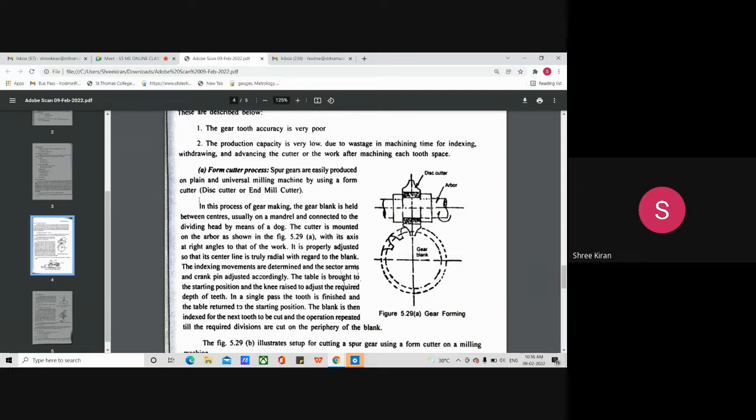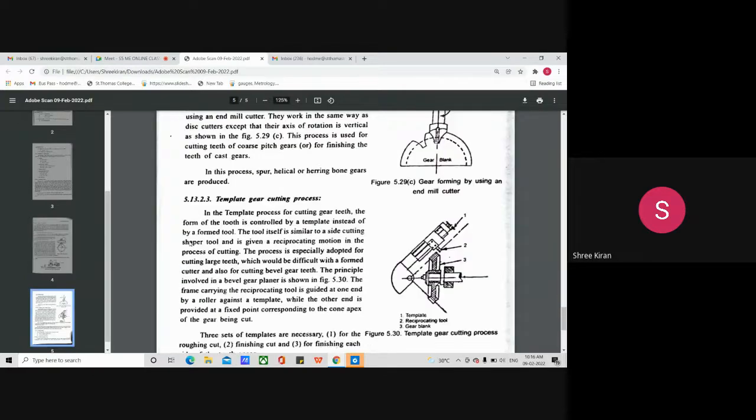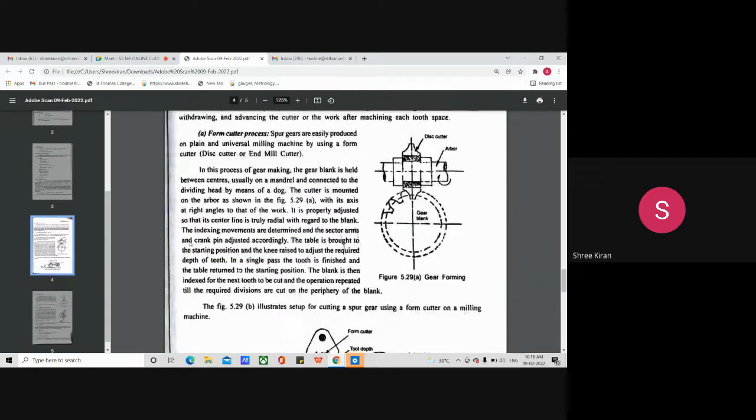In this process of gear making, the gear blank is always held between the centers, usually on a mandrel, and connected to the dividing head by means of a dog.